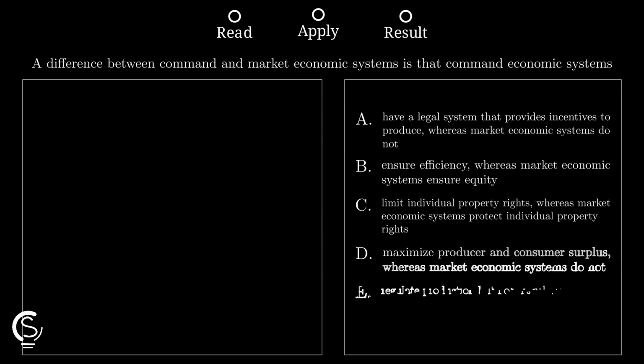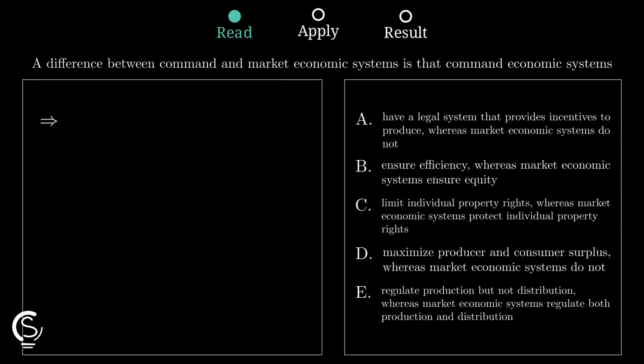First off, let's talk about a command economy. The government makes major economic decisions, so individuals and private businesses have less control over resources, production, and ownership.